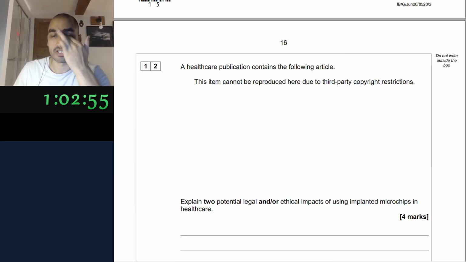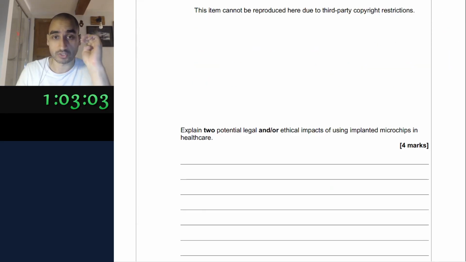A healthcare publication contains the following article. This item cannot be reproduced here due to third-party copyright restrictions. Explain 2 potential legal and or ethical impacts of using implanted microchips in healthcare.